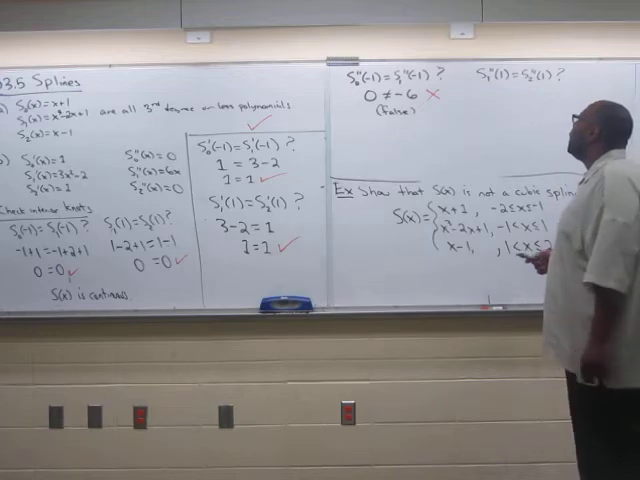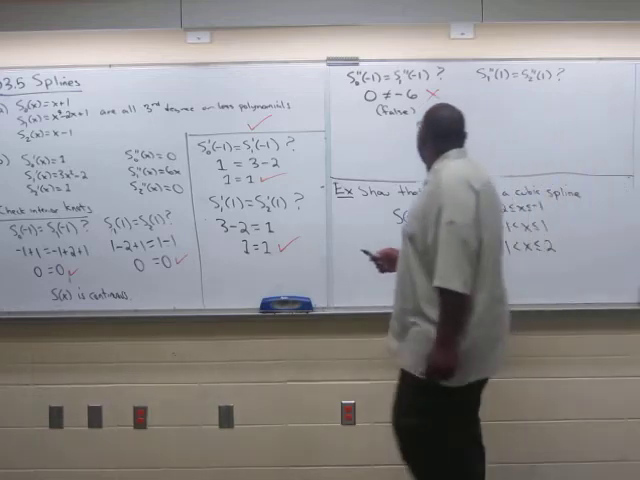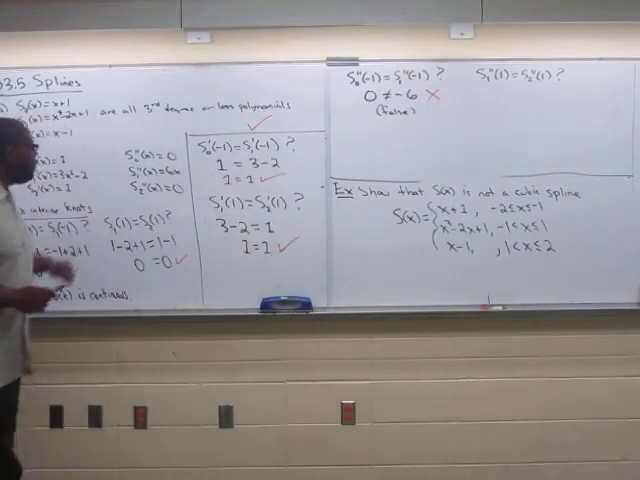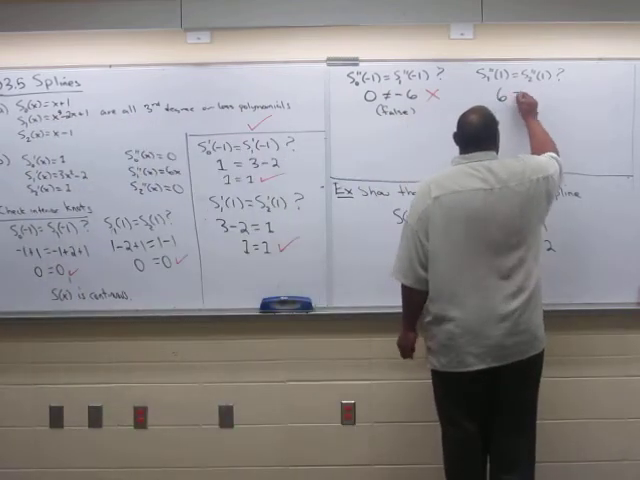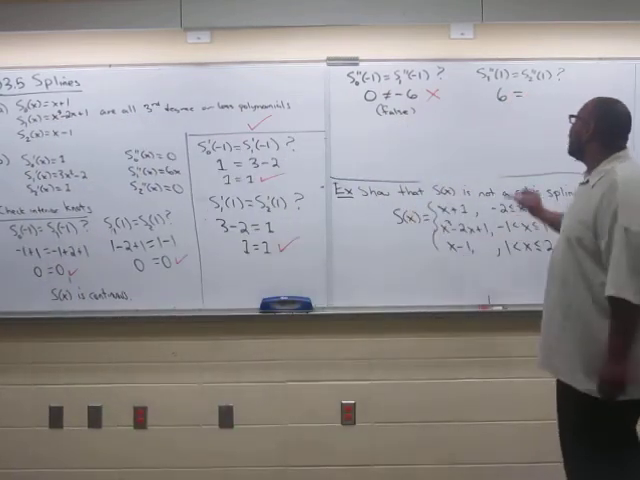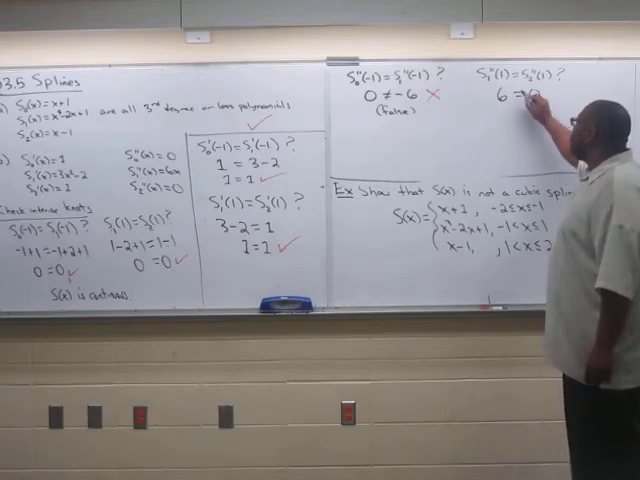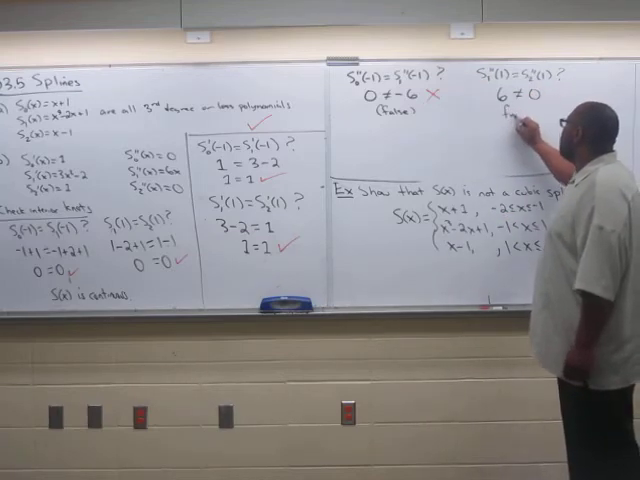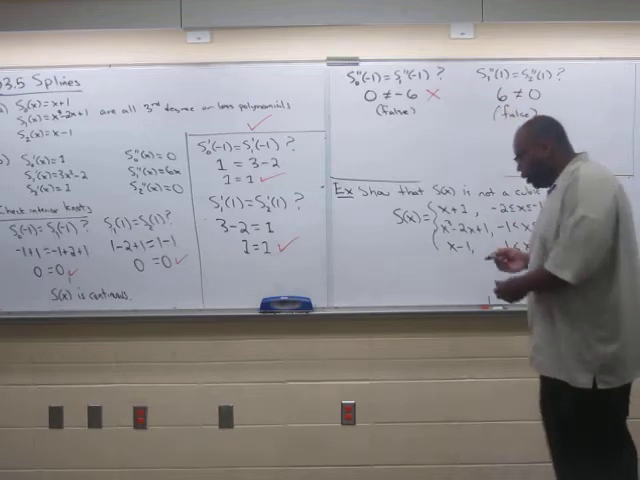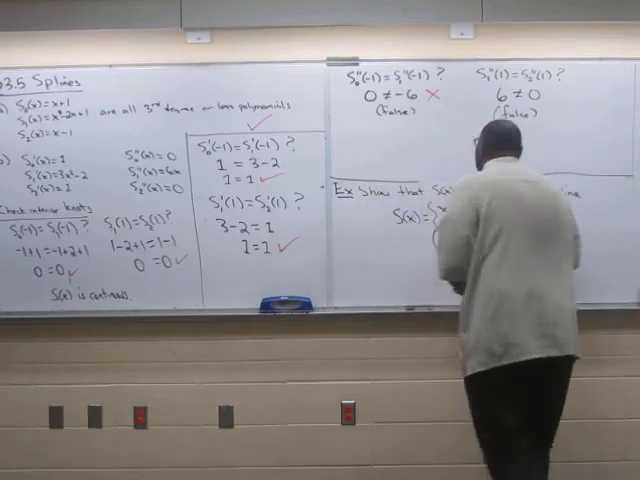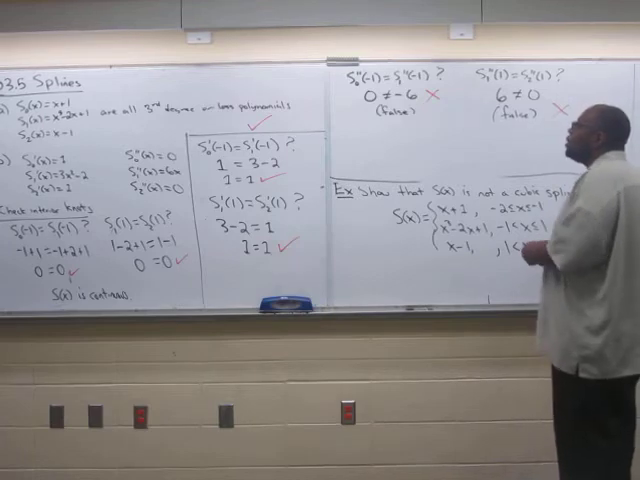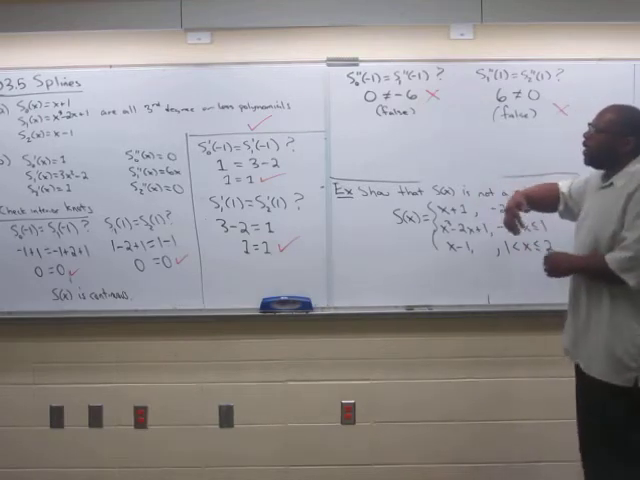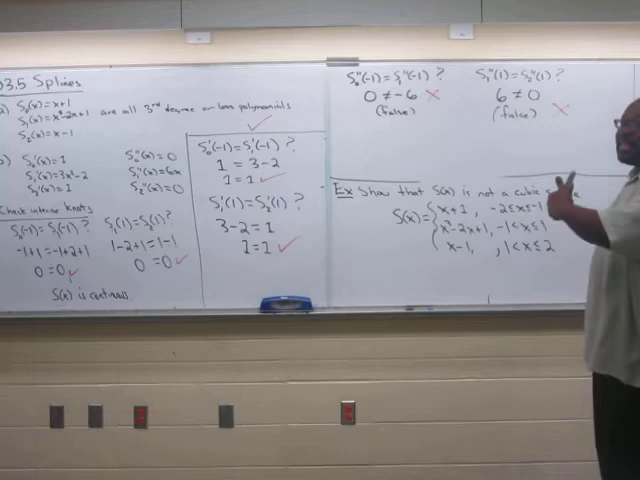So let's plug 1 into s sub 1 double prime. I get 6. And if I plug 1 into s sub 2 double prime, I get 0. This is also not equal. This is a false statement. So this one also fails. So I have 2 of these that fail. In my interior knots for my second derivative, these guys don't connect.